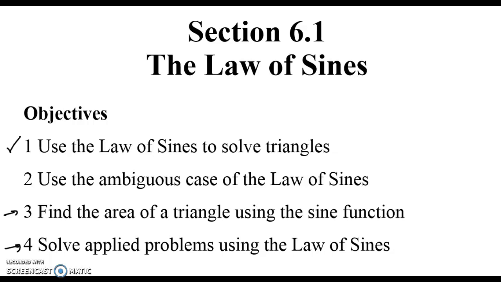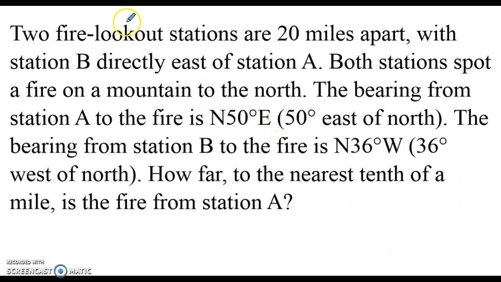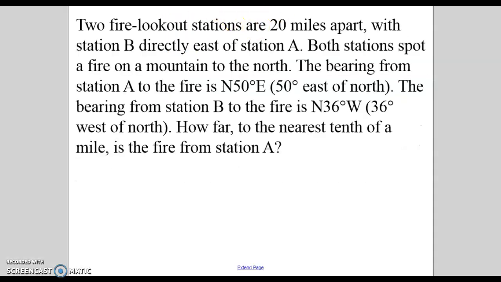So, applied problems. Two fire lookout stations are 20 miles apart, with station B directly east of station A. Both stations spot a fire on a mountain to the north. The bearing from station A to the fire is north 50 degrees east. That means 50 degrees east of north. Bearing from station B to the fire is north 36 degrees west. That means 36 degrees west of north. How far, to the nearest tenth of a mile, is the fire from station A?